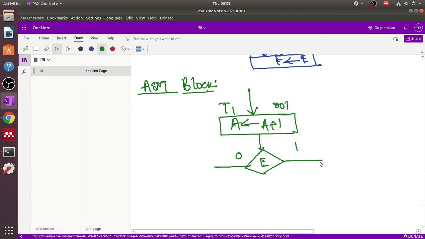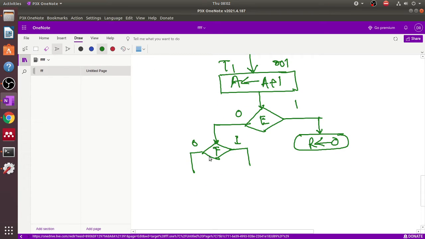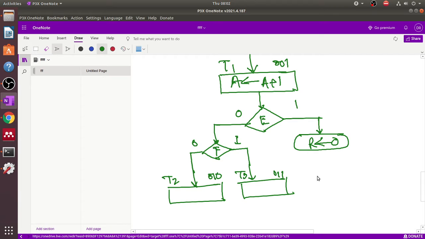And now we consider this for design purposes. This is R tends to 0, and if this is 0, then it comes to another, there is F, and from F there are another two logic paths for 1 and 0. For 1 and 0, two operations are performed. This is timing state T2, the binary input 010, and this is timing state T3, the binary input 011, and this is T4, 100.